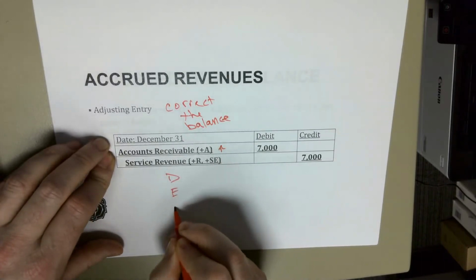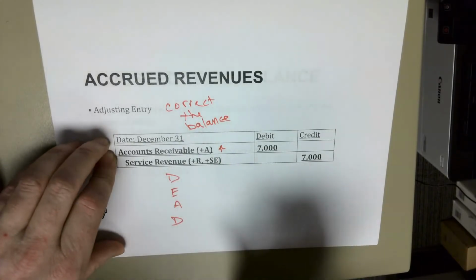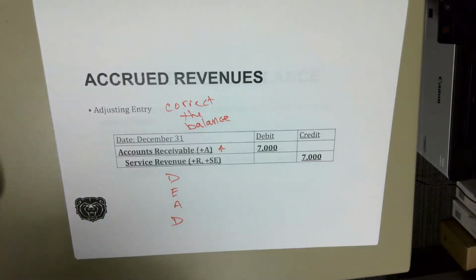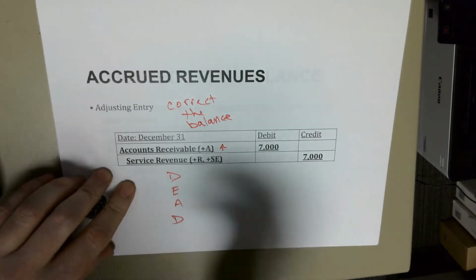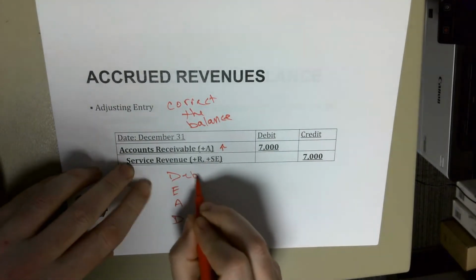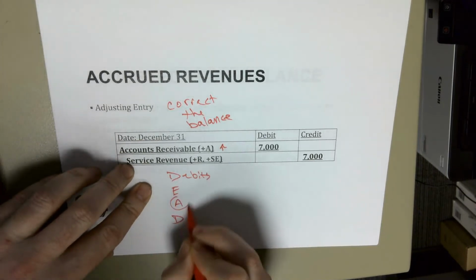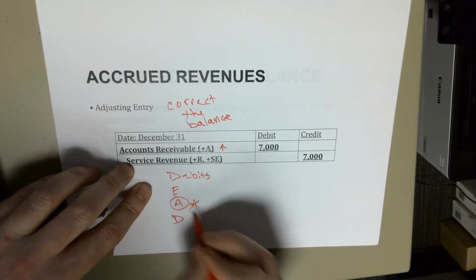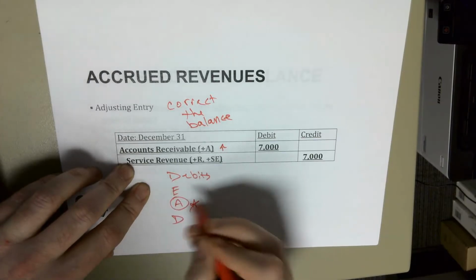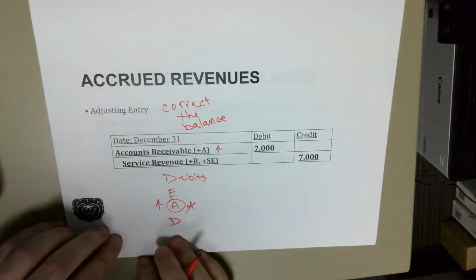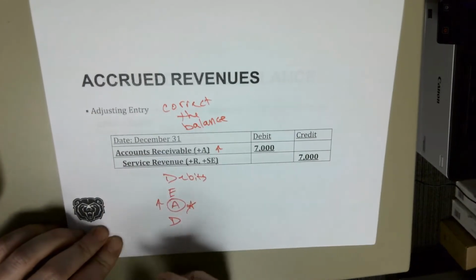Why? Well, write down your debt acronym. It does not hurt you guys to write this down. I still write it down, so it's not going to hurt you guys to write it down at all. Where are assets? They're right here. How do they increase? Well, if it's in this acronym, it increases on the left as a debit. So that's what we've done here.